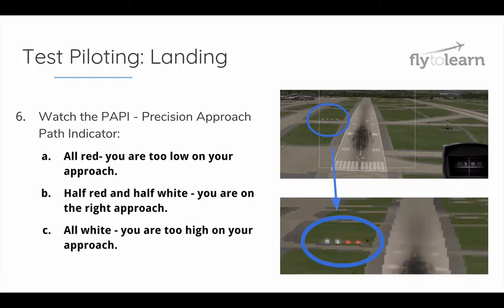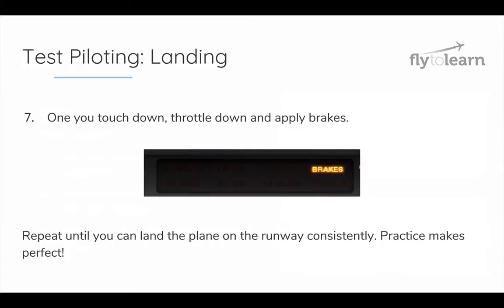Watch the precision approach path indicator to help you as you land. These are to the left or right of the runway. They will look like 4 colored dots on your screen. All red lets you know that you are approaching too low. All white lets you know that you're approaching too high. If the lights are half red and half white, you are on the right approach. Once you touch down, lower your throttle and apply brakes. You will repeat this process until you can land the plane on the runway consistently. Remember, practice makes perfect.